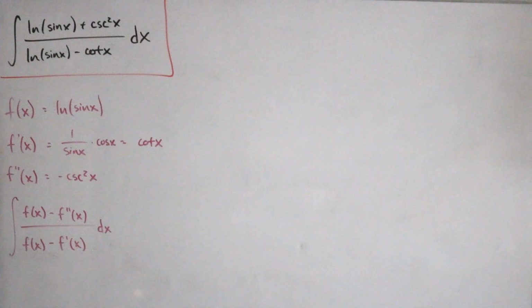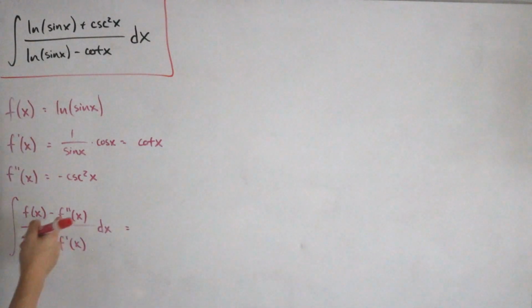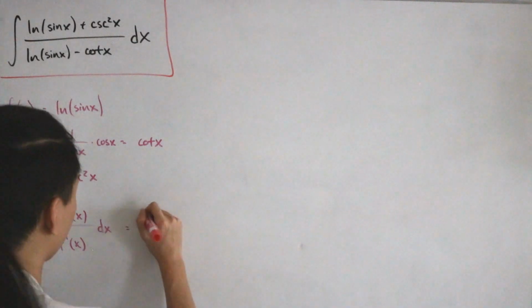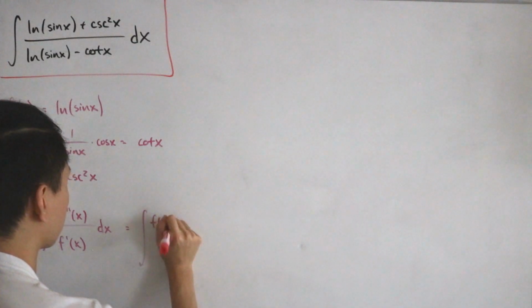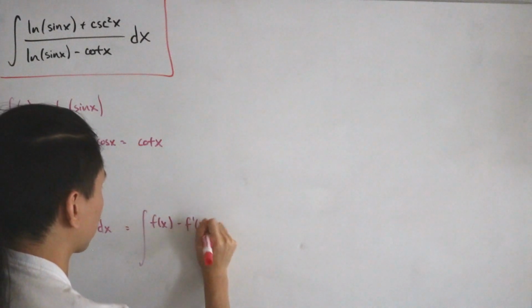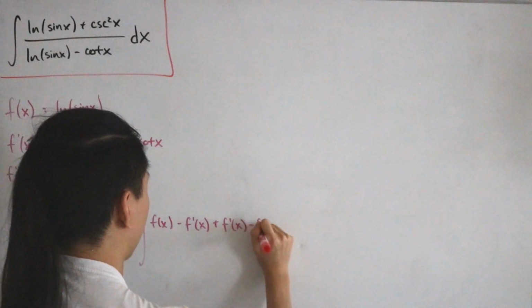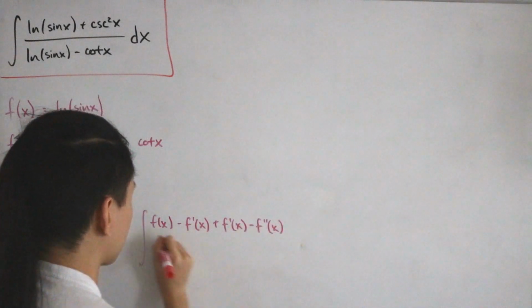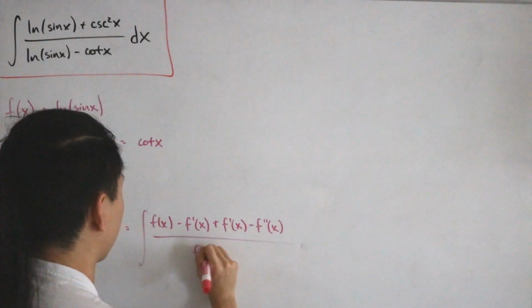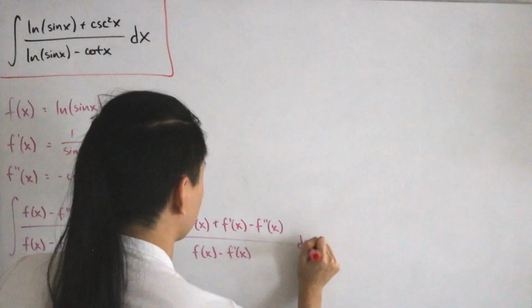Well, why don't we add and subtract a zero term? In other words, let's add and subtract an f prime of x in the numerator. So after applying that step, I have f of x minus f prime of x, then add f prime of x, and then subtract f double prime of x, all divided by f of x minus f prime of x, followed by dx.